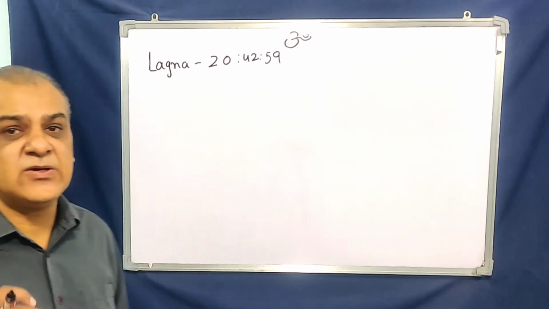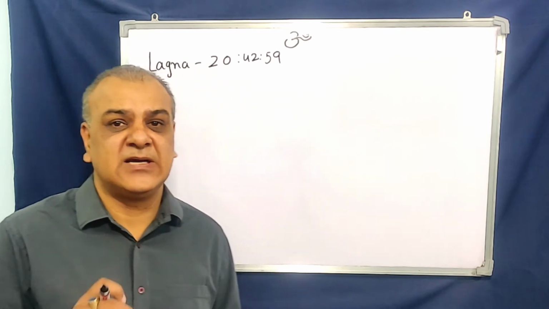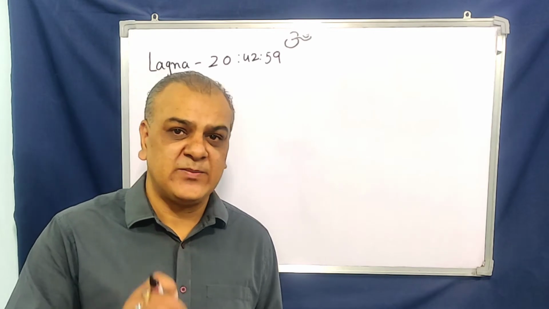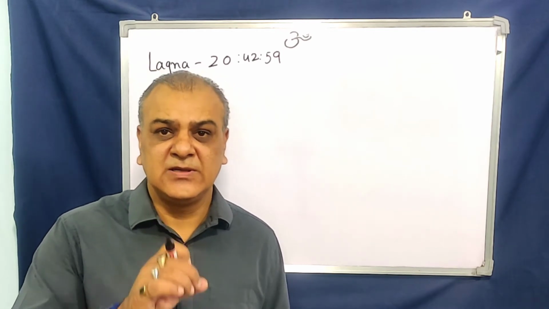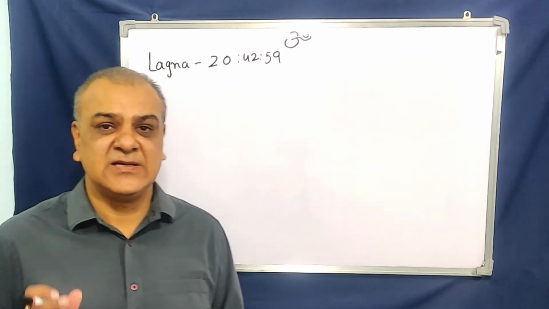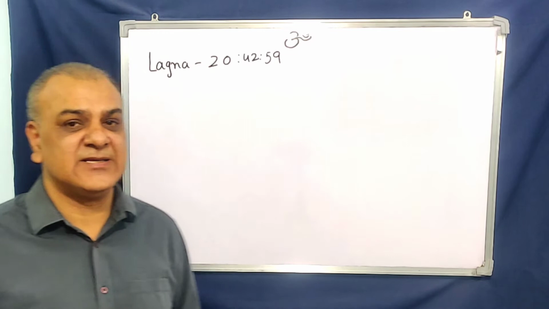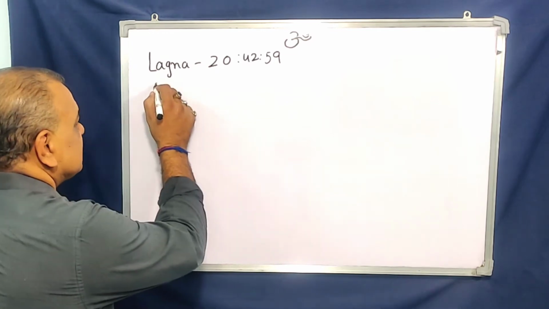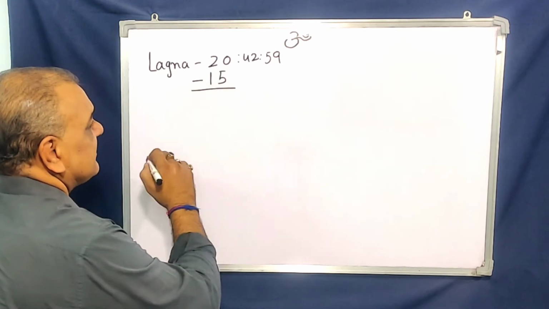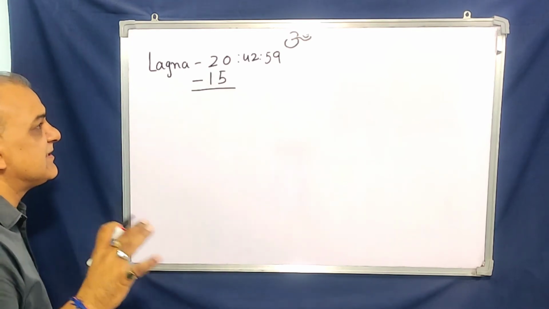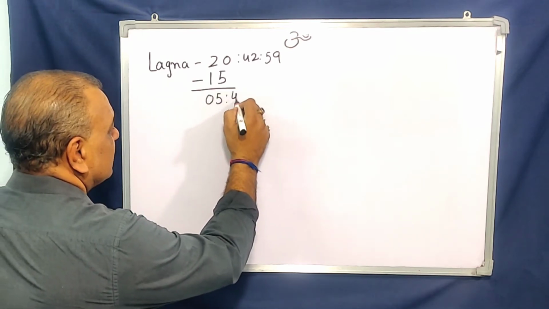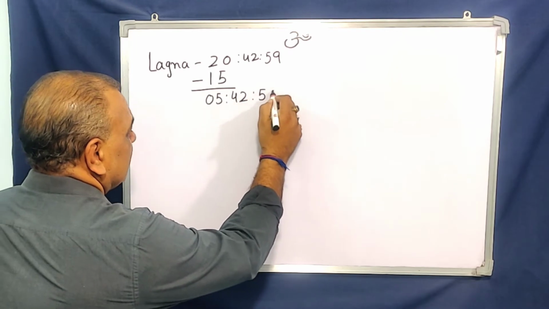If your ascendant degrees are more than 15 degrees, this is a very important point, please note it very carefully. If your lagna degrees are more than 15 degrees, then in that case you have to subtract 15 degrees from the degrees of the ascendant you have got. So this will come to 5 42 59.